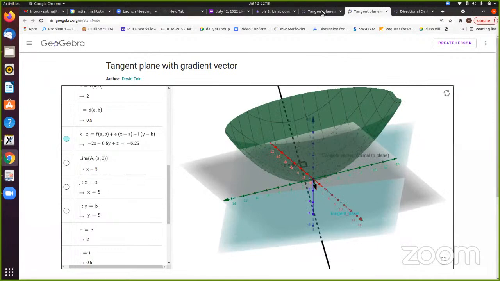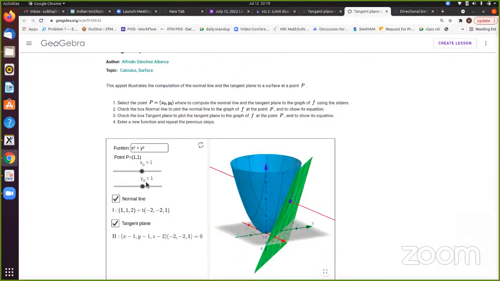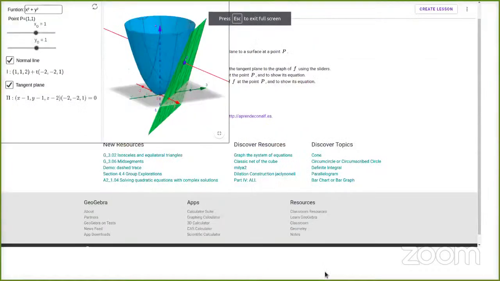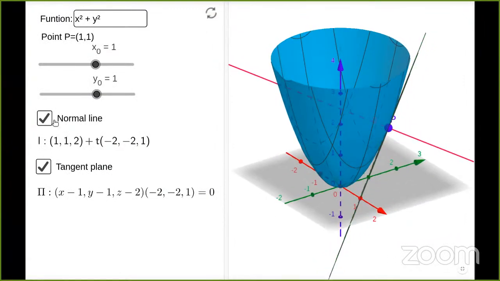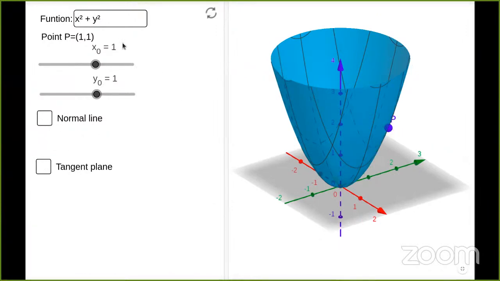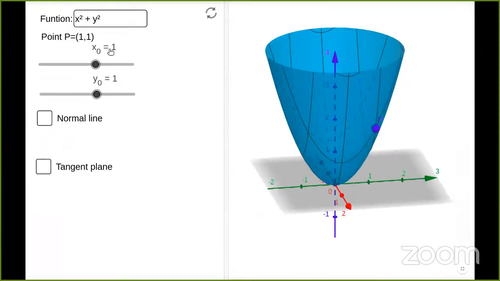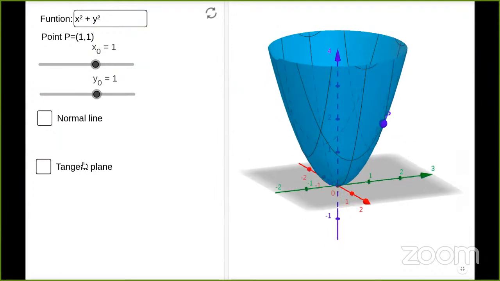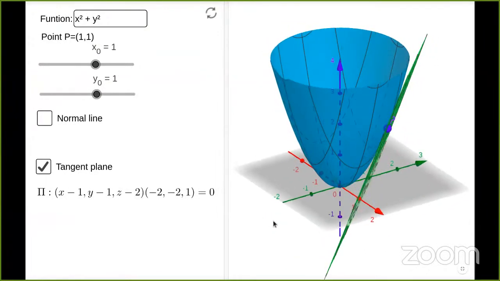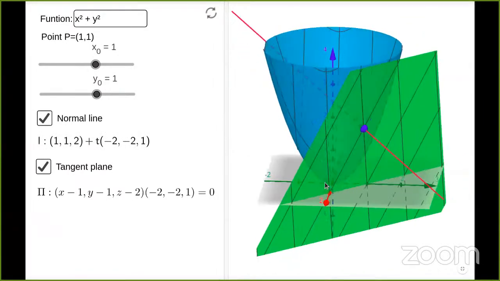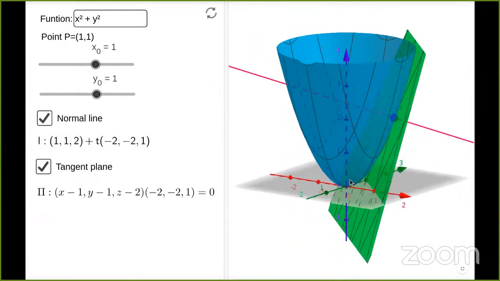I will show you another picture here. This is a better picture for this. Forget this one. x square plus y square is our function. This is how it looks. And we take the point 1 comma 1, the purple dot. Now if we consider the tangent plane, it will look like this. The normal line which I was saying is perpendicular to this plane at that point.